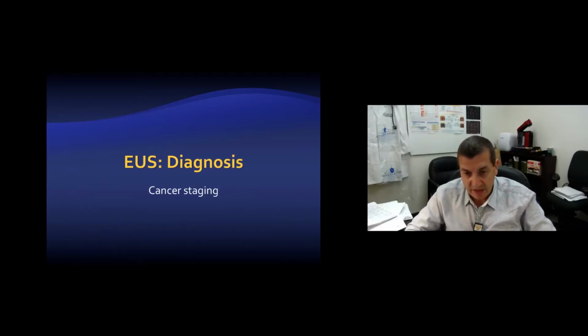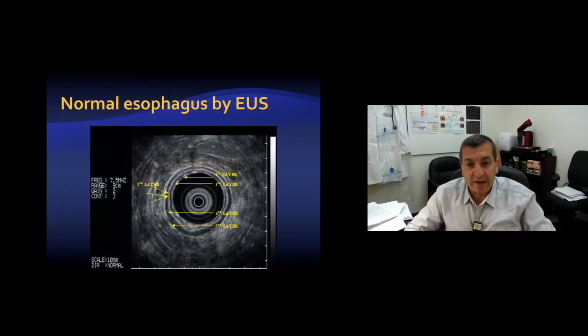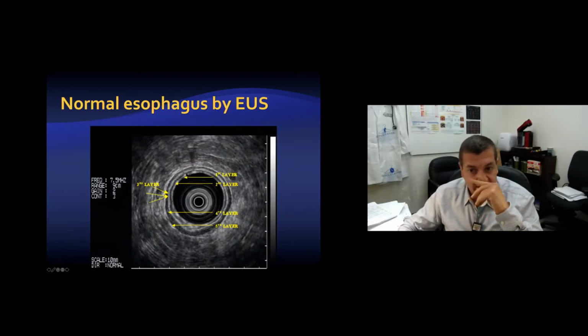indications for the EUS. The first one: this is how a normal esophagus looks. So you can see all the layers. You can see the mucosa, and then you can see the muscularis mucosa. The first bright layer here is the mucosa. Then the first dark layer, that's the muscularis mucosa. Then you have the submucosa, muscularis propria, and then in the esophagus you have the adventitia. But further down in the GI tract, it will be the serosa. So you can see bright, dark, bright, dark, bright.